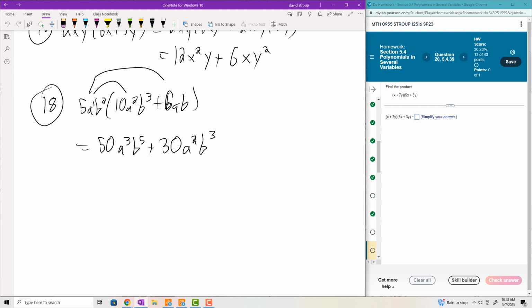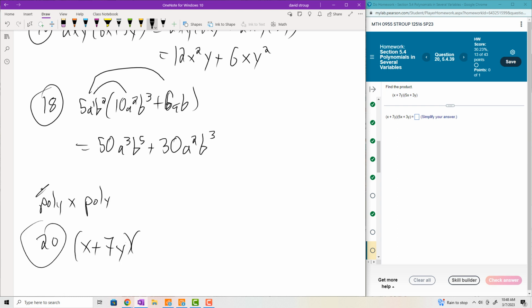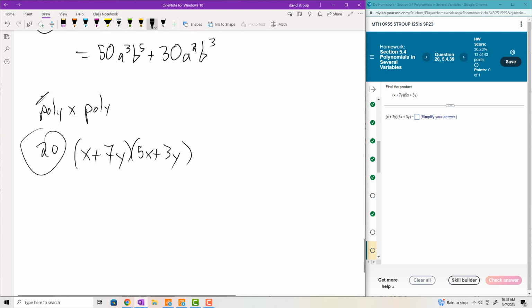If you please allow me to write. There you go. Okay, there we go. So poly times poly. So 20, we have x plus 7y times 5x plus 3y. And again, it's just double distribution, right?